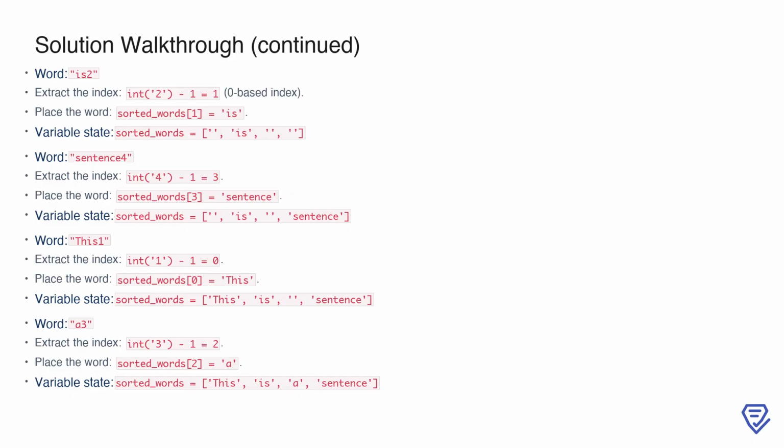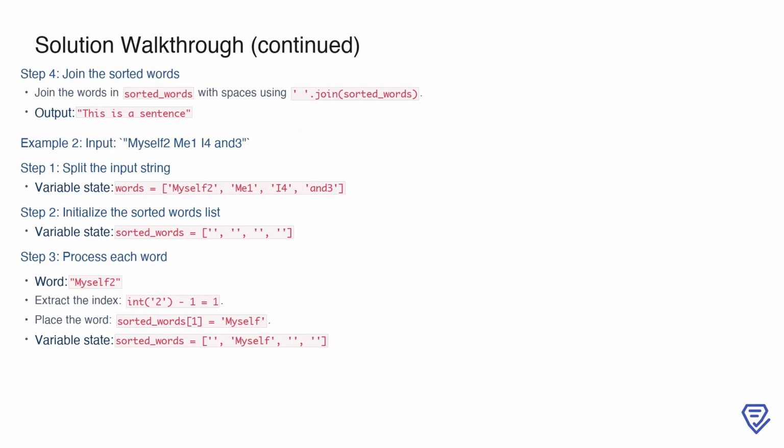Then, for "this1", the index is 0, and the word "this" is placed at the beginning of the list, making sorted_words equal to ["this", "is", "sentence"]. Finally, we process "a3", where the index is 2. Placing the word at this position results in sorted_words becoming ["this", "is", "a", "sentence"].